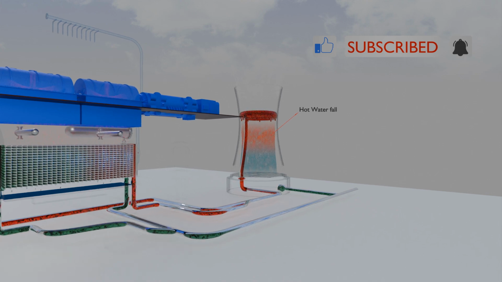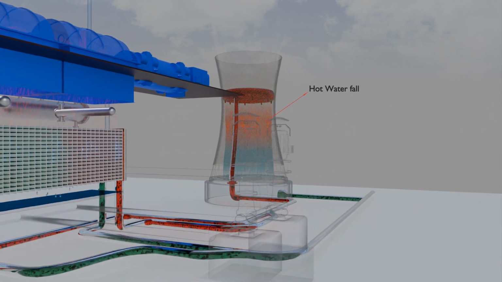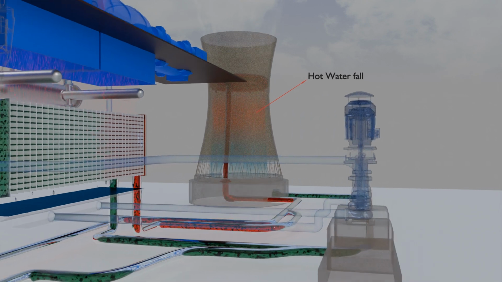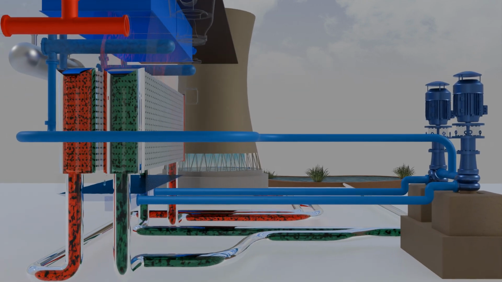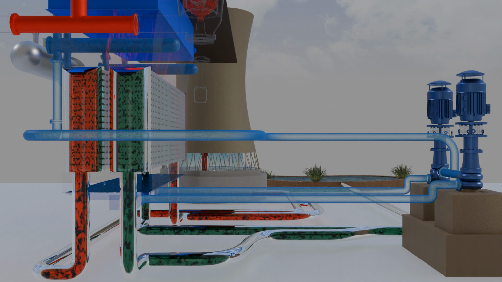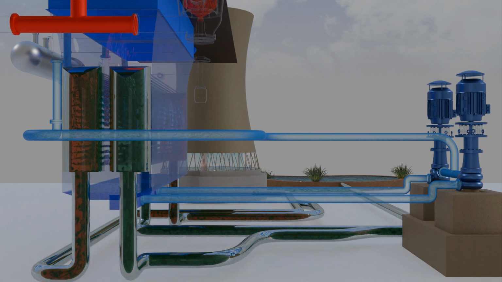This heated water then moves upward and falls from the cooling tower, cooling down again and returning to a blue color, ready to be recirculated. This process efficiently converts the steam back to liquid water, collected at the bottom of the condenser, to be reused in the power generation cycle.